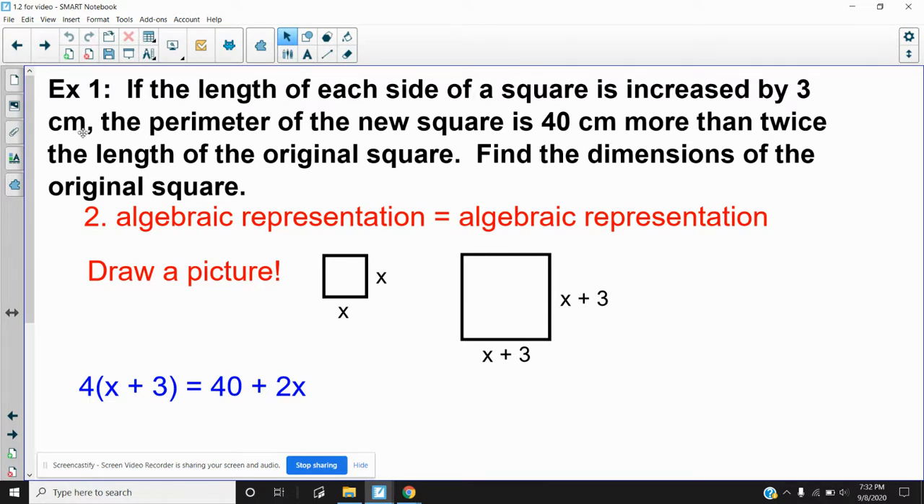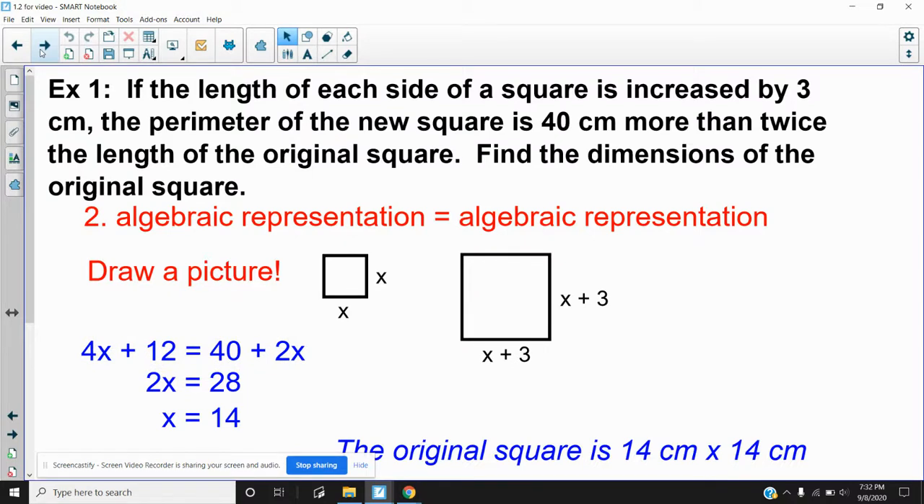Now when we solve this, we're going to solve for x, which if you remember is the length of the side of the original square. So we work that out, and we find the original square is 14 centimeters by 14 centimeters. And we're done.